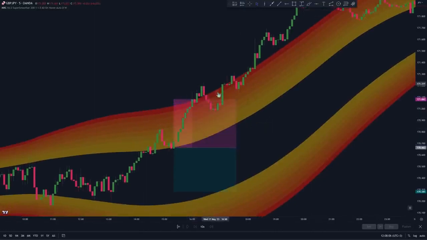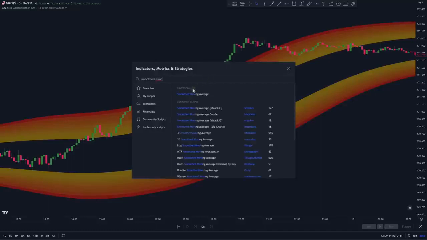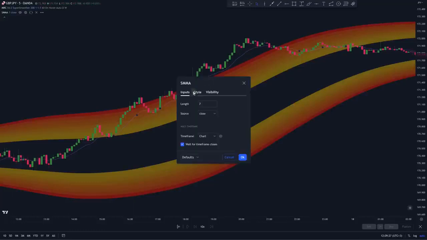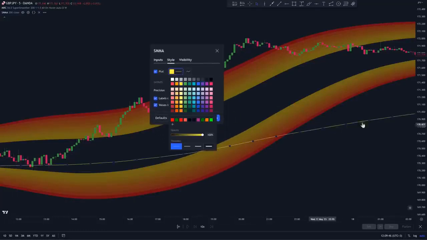To avoid this, we're gonna add another tool called Smooth Moving Average. This one by TradingView, that's under the Technicals tab. Double-click on it, and on the Inputs tab, change the length to 200. Then on the Style tab, you can customize it to whatever you want. For me, I'm gonna change the plot color to yellow and increase the thickness a little bit.